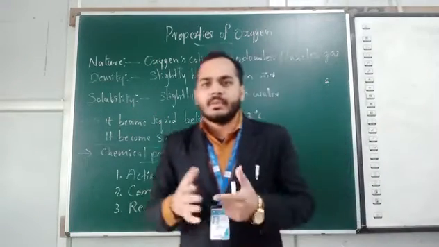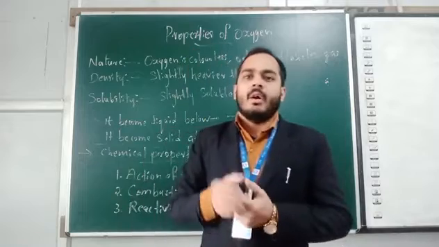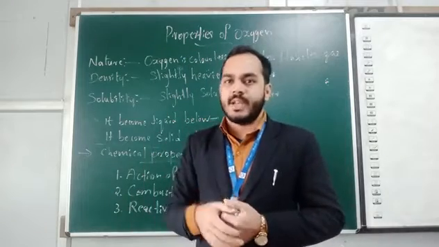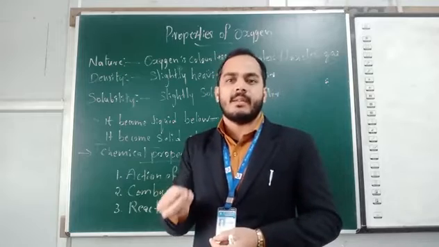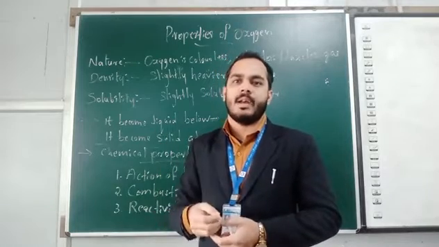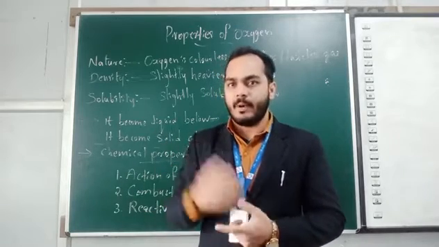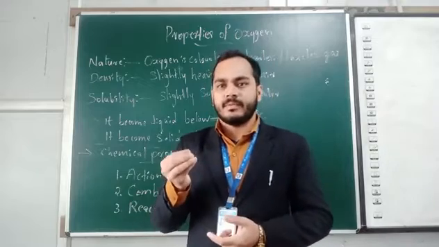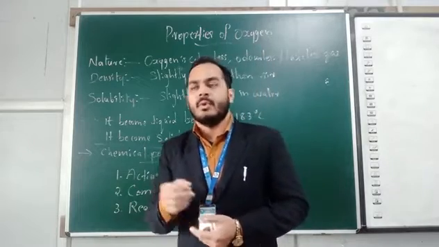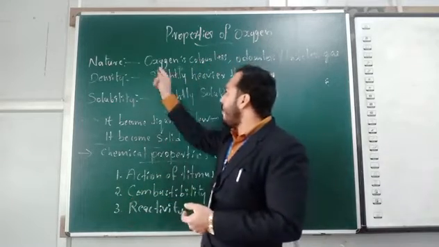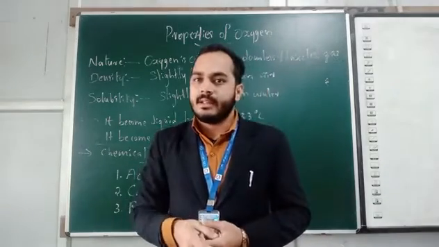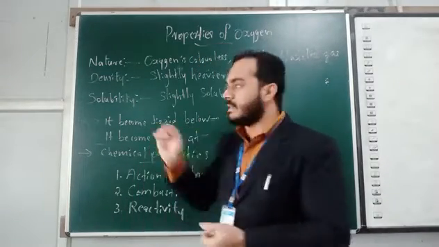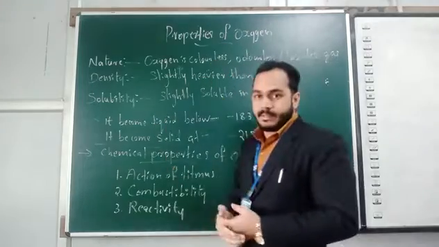First of all, we want to know about the nature of oxygen. Oxygen is a gas. It is available in the atmosphere in the gaseous form, and it is also available in the liquid form. The symbol is O. The nature of oxygen is that it is a colorless gas, and it is an odorless gas.